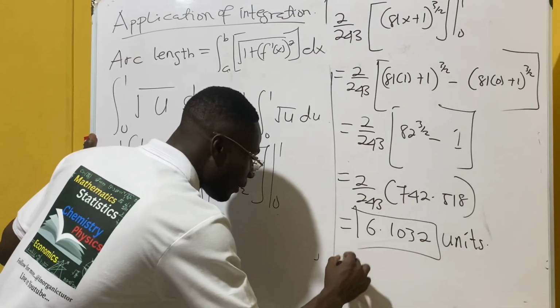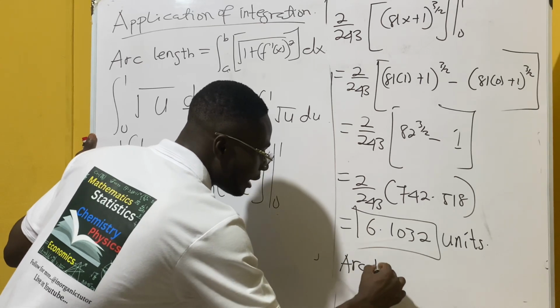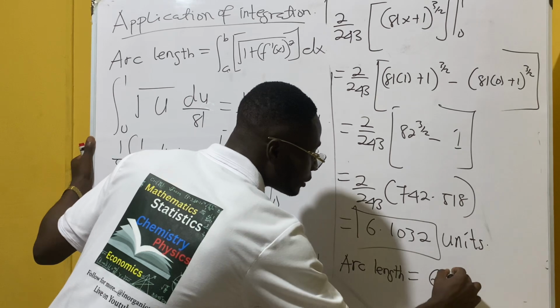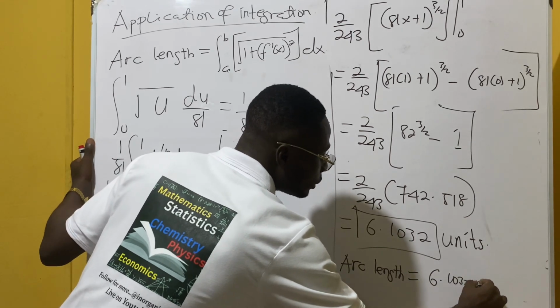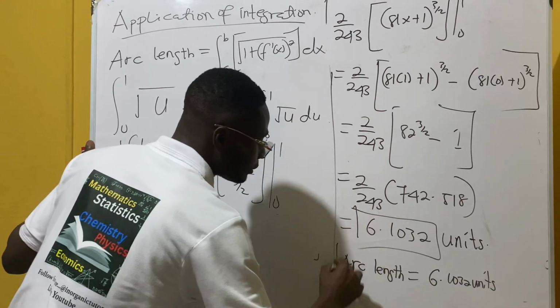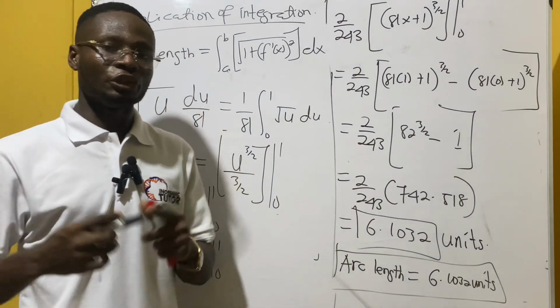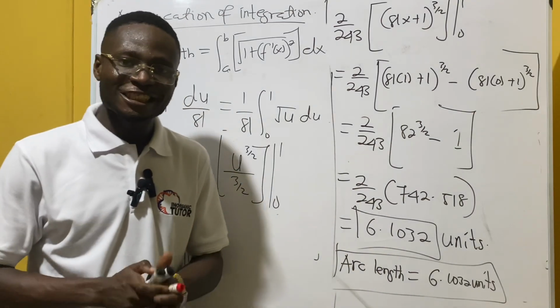So we have our arc length is equal to 6.1032 units.